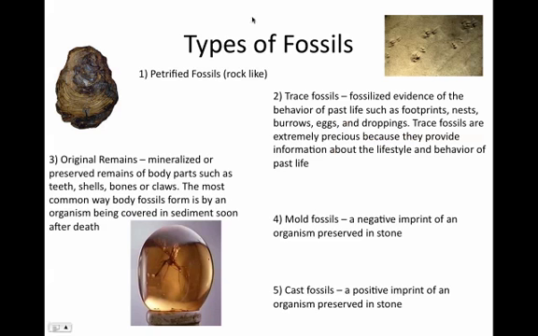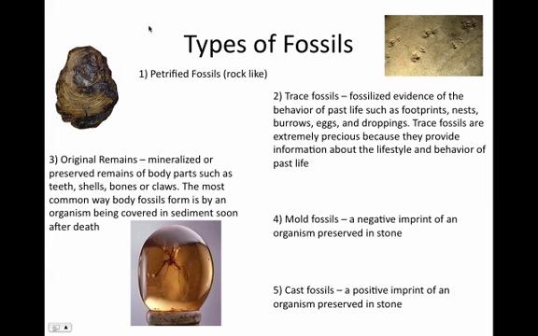Most books, including ours, talk about 5 different types of fossils. A petrified, which is a rock-like remains. Trace fossils, which are usually evidence that the organism was there, like footprints or imprints or droppings. Original remains, which could be mineralized or preserved remains of the body parts, such as teeth, shell, bones.